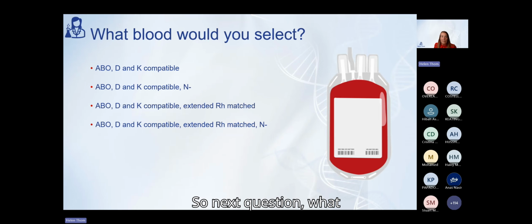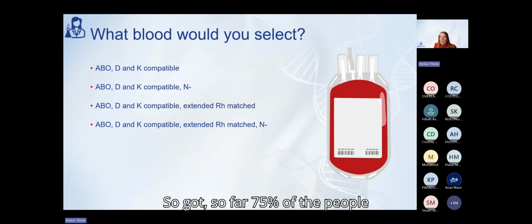So next question, what blood would you select for this patient? So I'm just going to launch the poll, if you give me a sec. I have lots of questions down the side here, sorry. So if I launch that for you now, hopefully that will appear for you. What blood would you want to select for this patient? So your options are: ABO, D and K compatible; ABO, D and K compatible, N-neg; ABO, D and K compatible, extended RH matched; or ABO, D and K compatible, extended RH and N-neg.